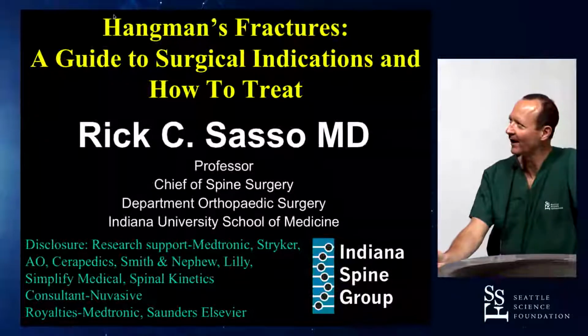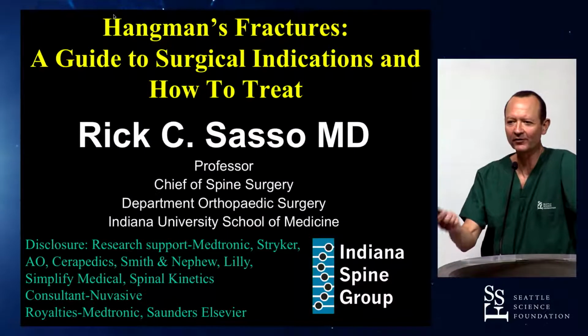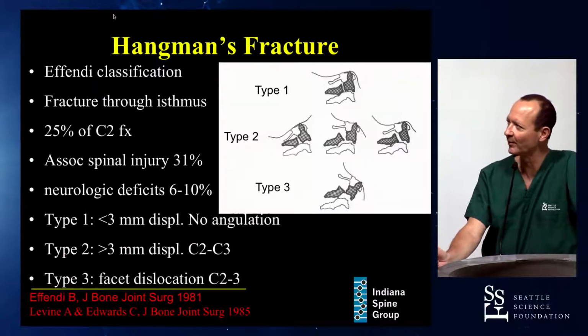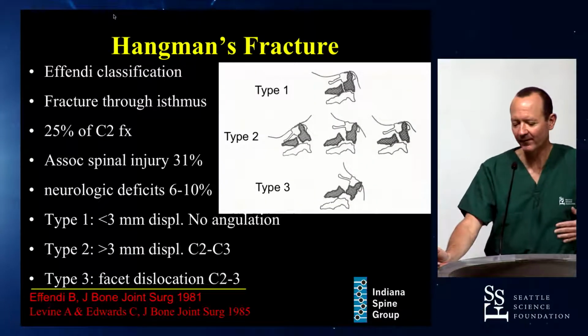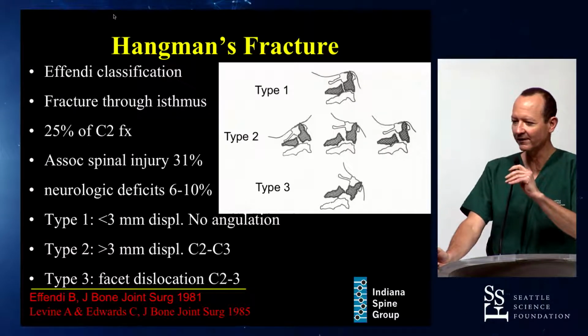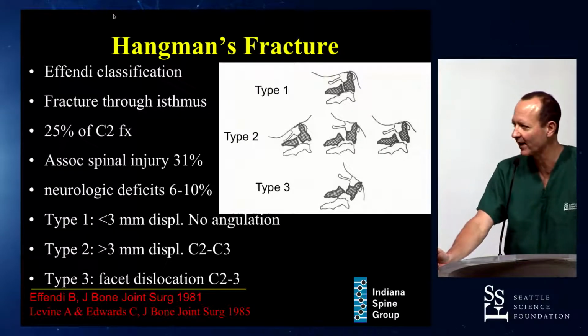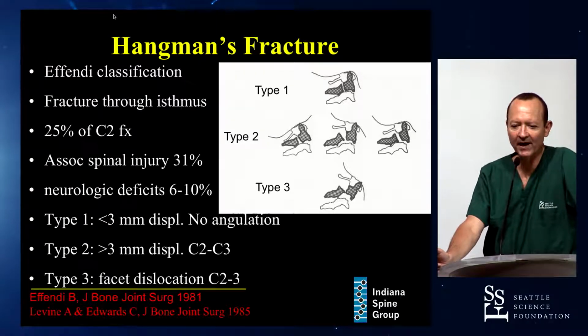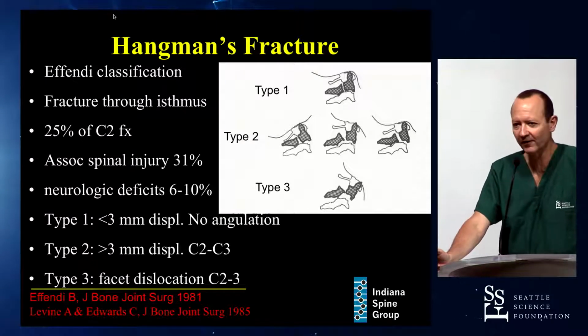So we are going to talk about Hangman's fractures, and for those of you that were here yesterday, we had a nice, interesting case of an atypical, unstable Hangman's fracture. We'll talk about that specific type in just a moment. But these are classified. Effendi described the first and most utilized classification system of Hangman's fractures in the 1980s. A Hangman's fracture is a fracture through the isthmus or the pars interarticularis of C2.